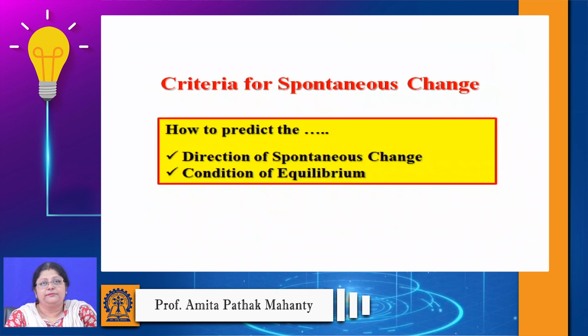And we are going to find out the condition for equilibrium and the direction of the spontaneous change. So the direction of spontaneous change for an isolated system is going to continue towards whichever process is proceeding, as long as the entropy is increasing, and it will stop occurring when the condition of equilibrium is reached.